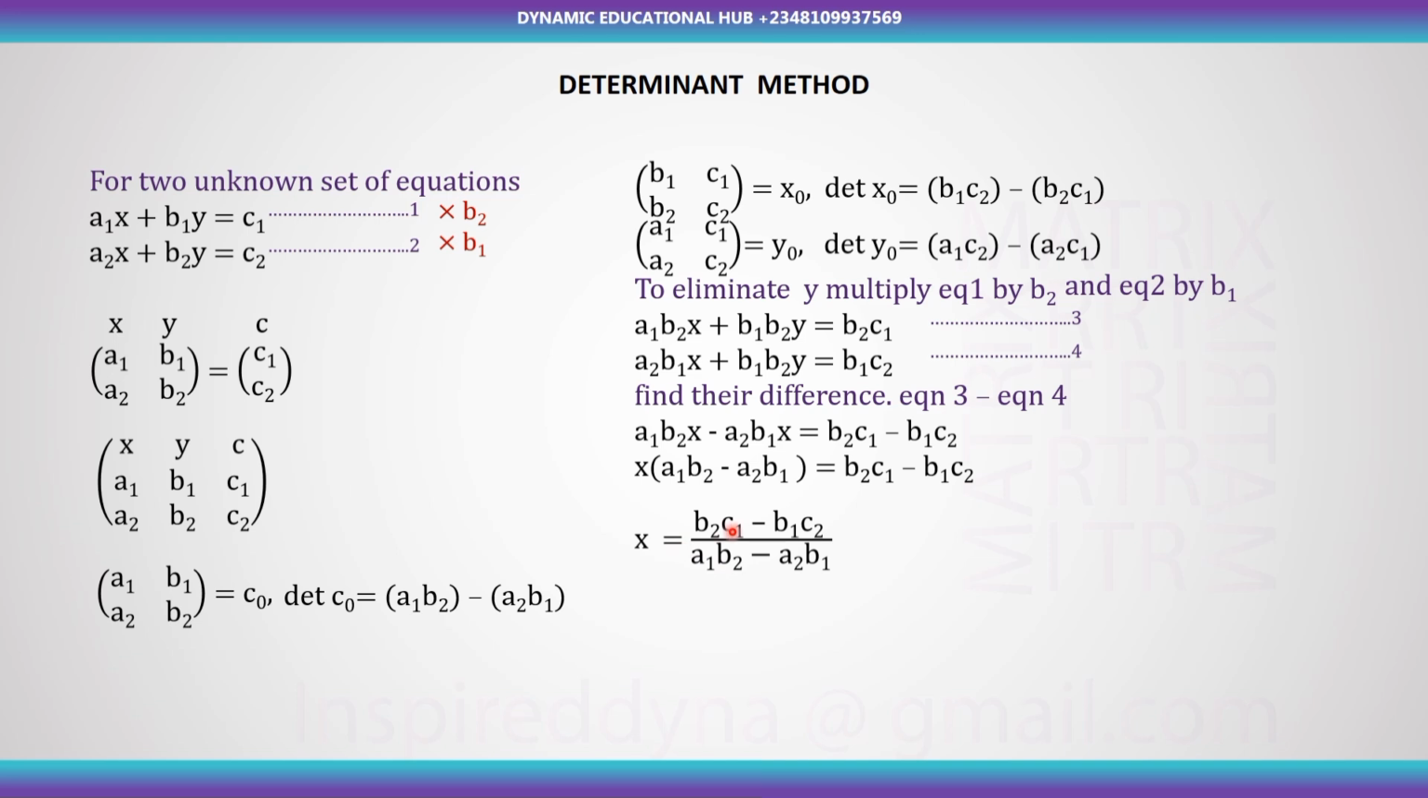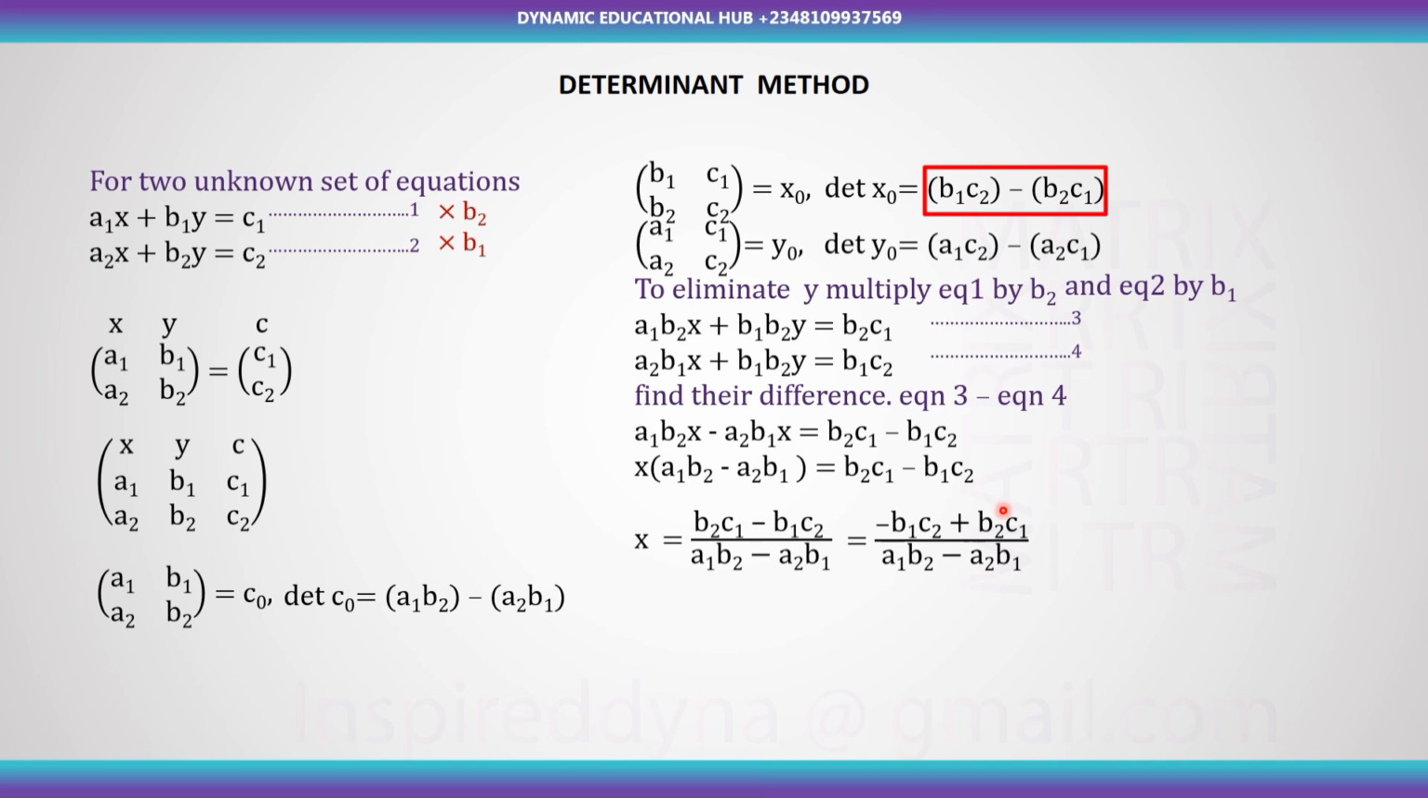Let's find b2c1. We have it here, b2c1, and let's look at it. They are not the same, but we can apply previous knowledge in mathematics. We can apply it to make it the same. And what are we going to do? We want to have b1c2 minus b2c1. We want to change this into that. And how can we achieve that?